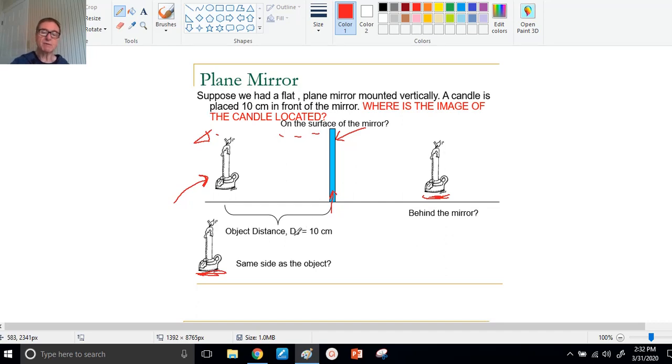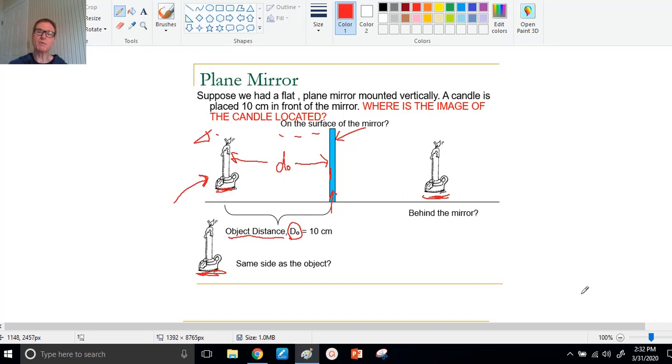So one of the terms we want to define is something called the object distance. The object distance is the distance of the object from the mirror. So this would be DO right here. And that's one of the terms that we're going to have to get used to. It's always the distance from the object that we're interested in to the mirror, or when we get to lenses, the lens, or the piece of glass.